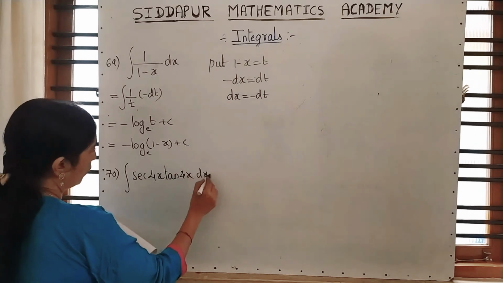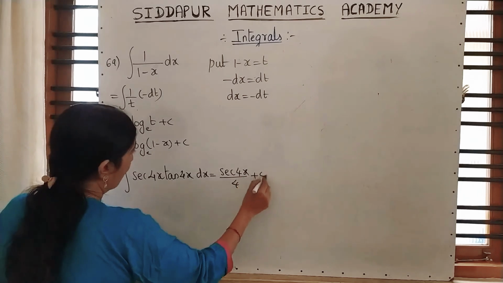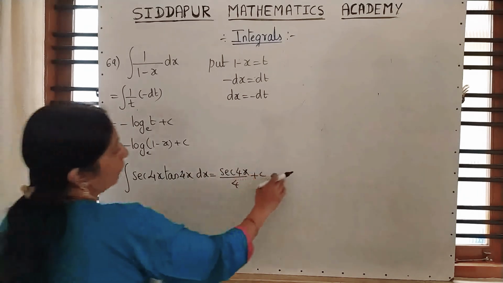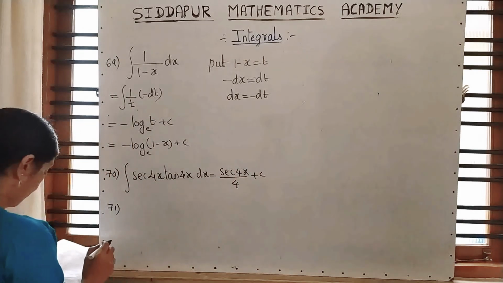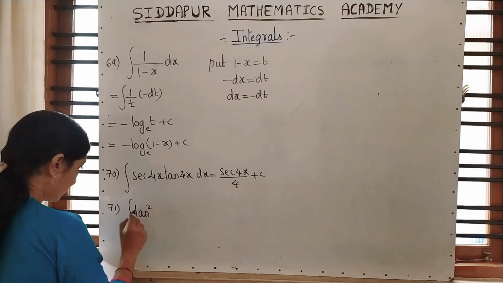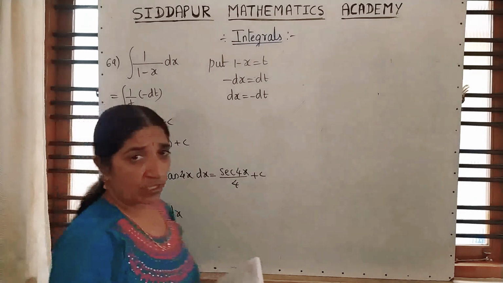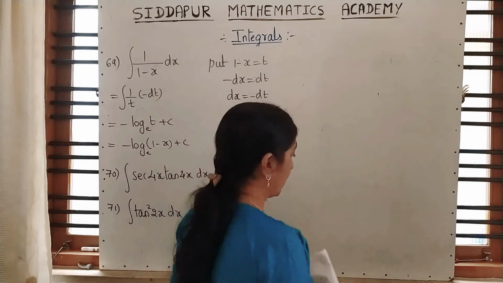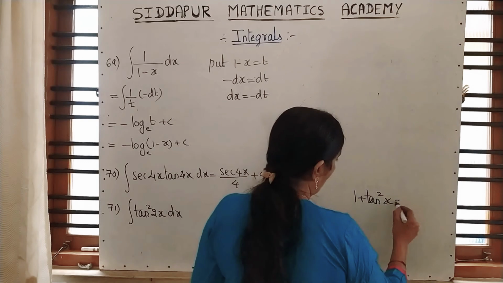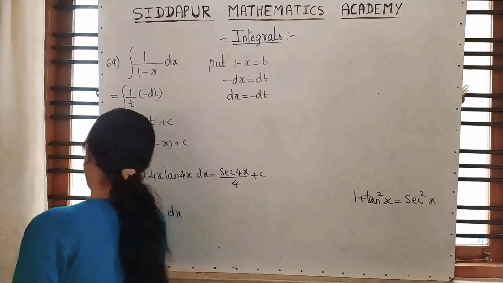Next, question number 70. Here I will not do any substitution, directly I will write, because we are familiar with the standard formula as well as generalized formula, and in front of that write down the formula. Tan square 2x. Search that formula list. We don't have the formula for tan square, but the identity is like this. 1 plus tan square x is secant square x.